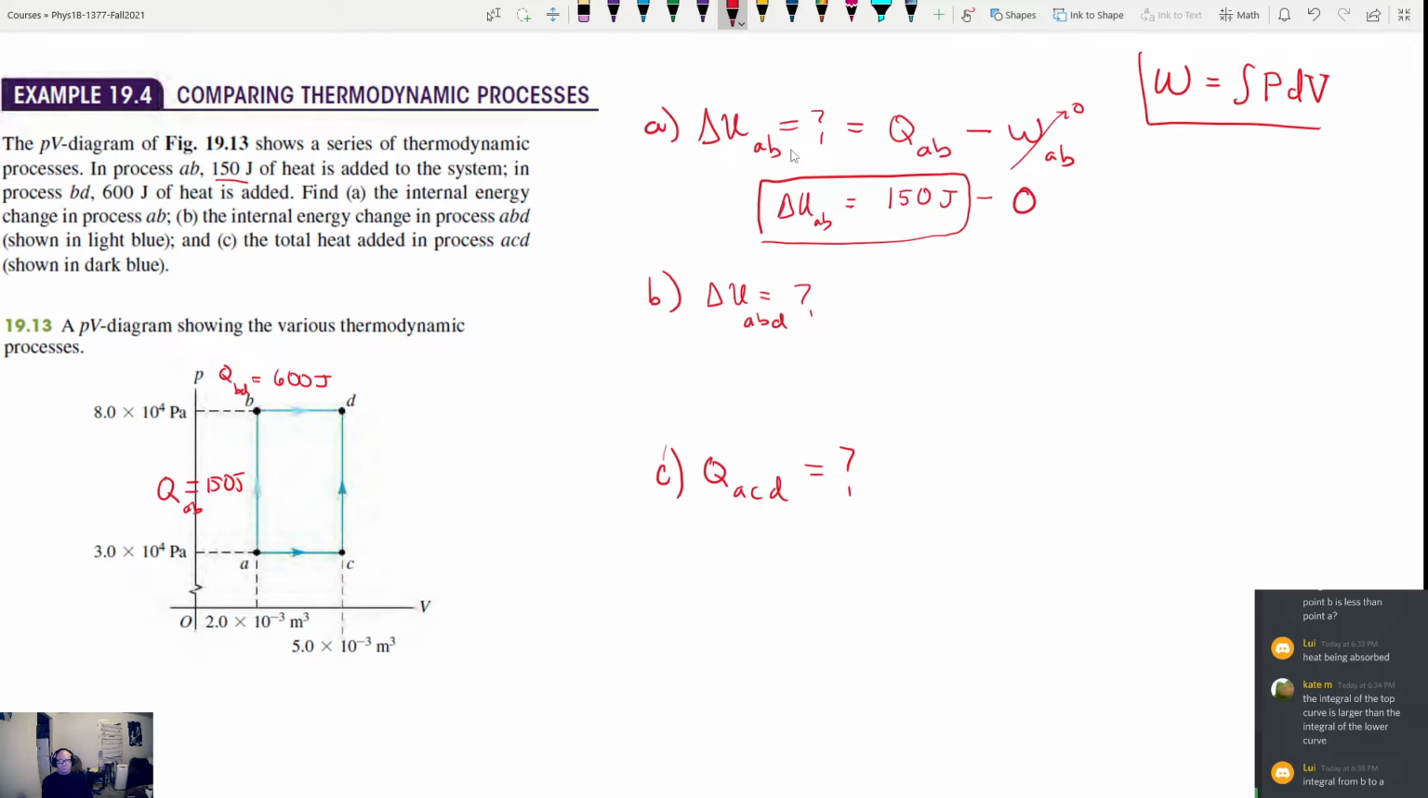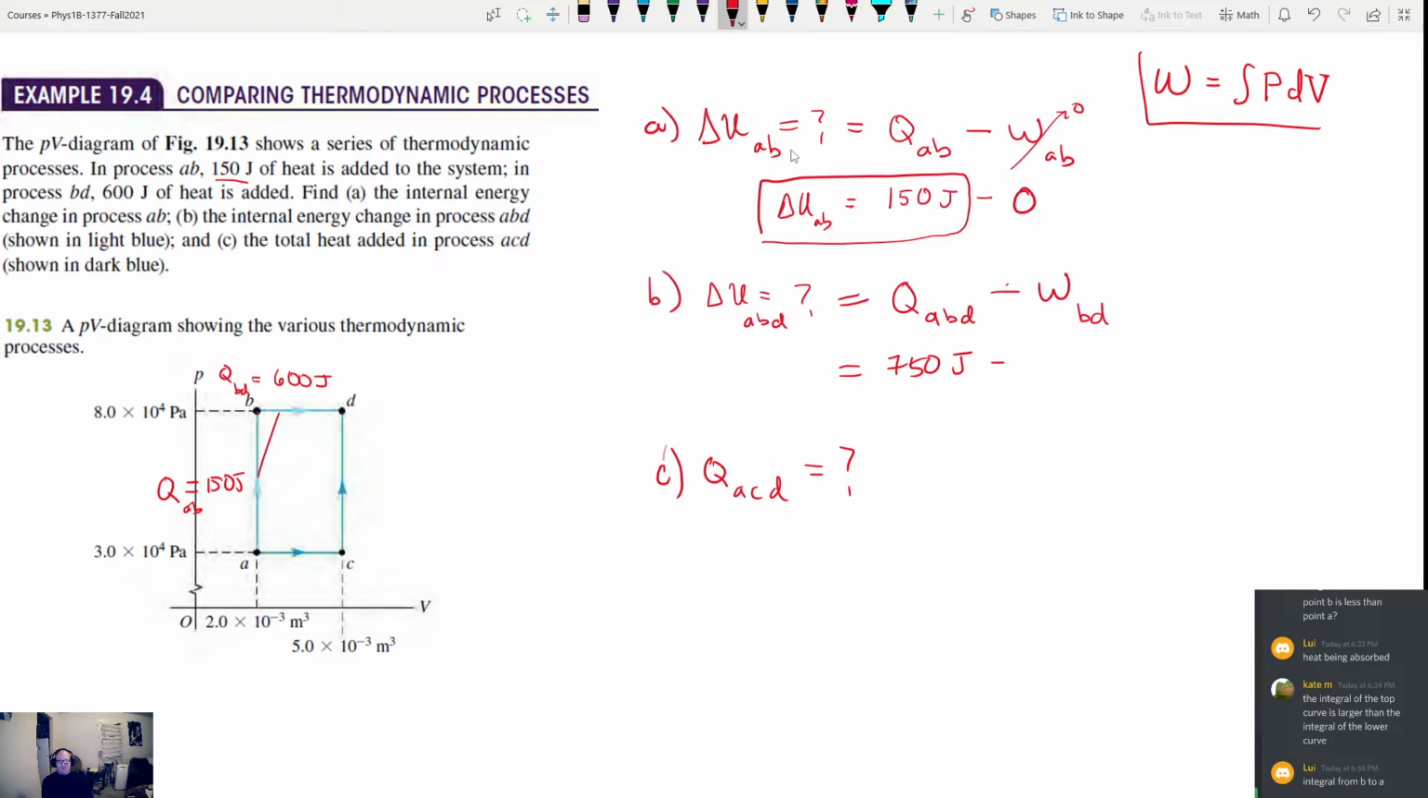All right? We can do the exact same thing as we go from B to D. So here we're going to need the heat added from A to B to D minus the work done from A to B to D. But we already saw that the work done along process AB is 0. So we're only going to need to find the work done along the line BD from here to here. So let's do that. The total energy added is going to be 150 joules plus 600 joules because we're going from A to B to D. So we're going to have 750 joules here minus the work along BD.